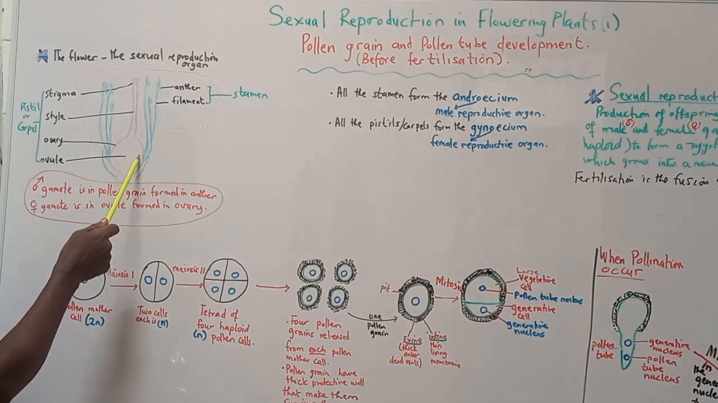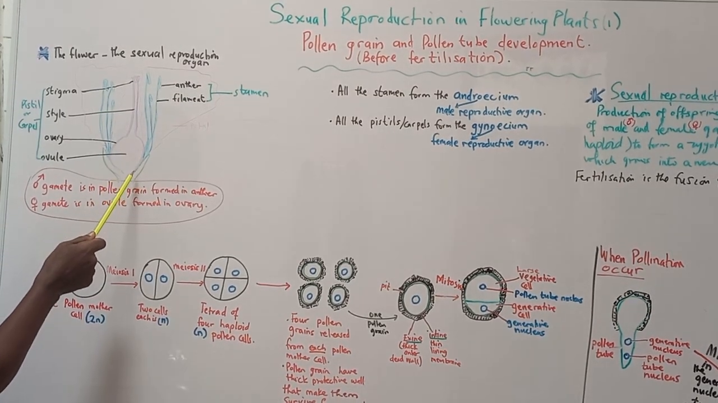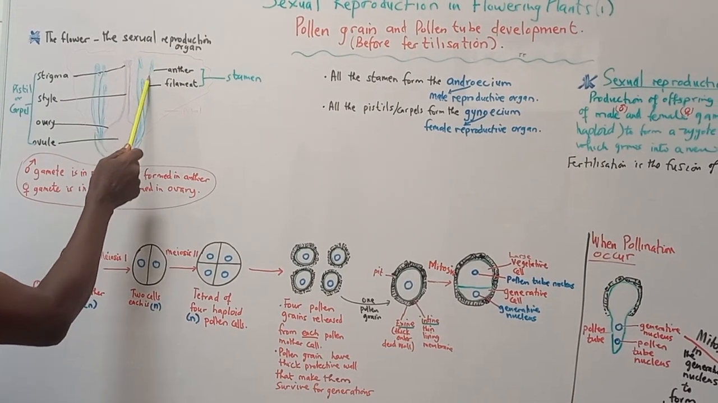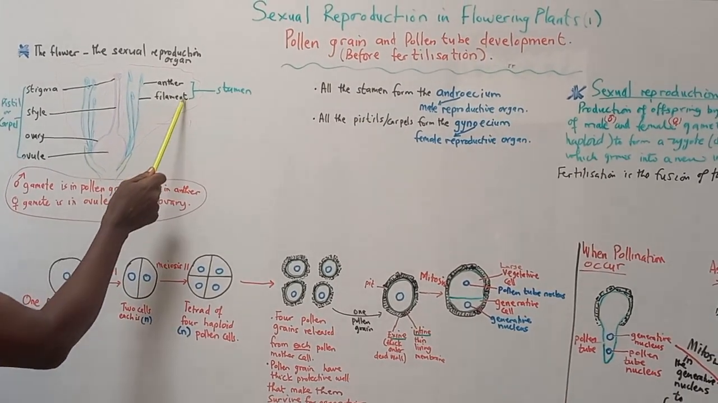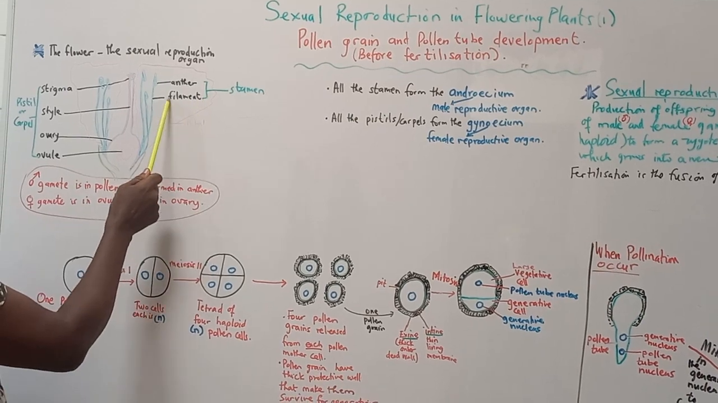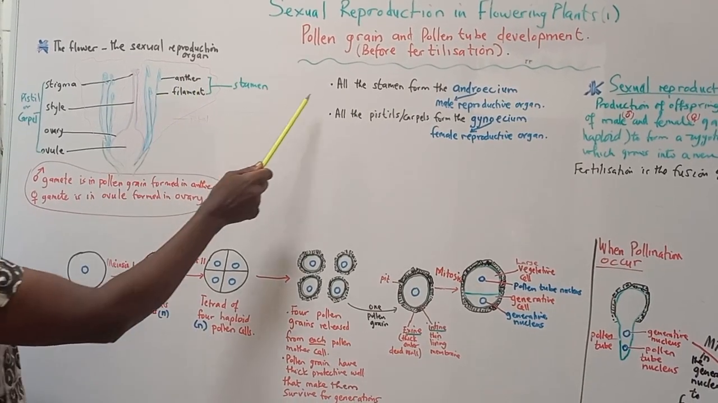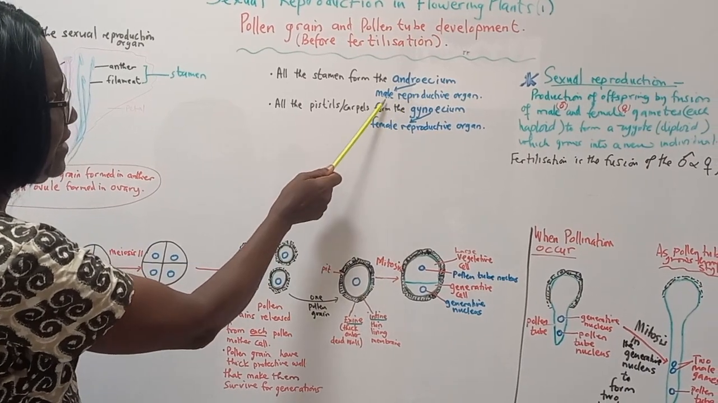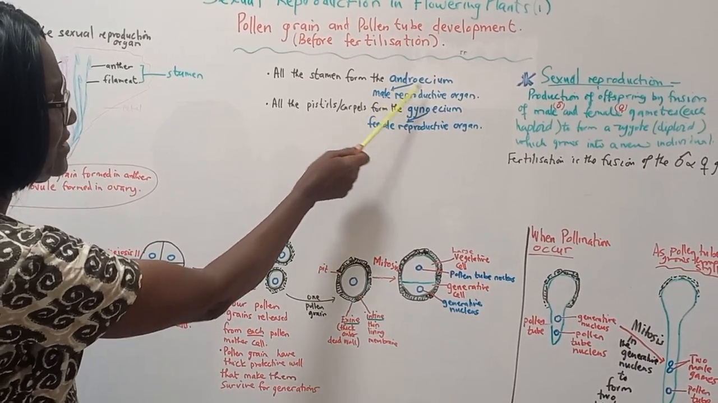I have a quick drawing of a half section of a flower. We have filament and anther. Together they form the stamen, right? And the stamens form the male reproductive organ. We have the stamens together called androecium, and that forms the male reproductive organ.